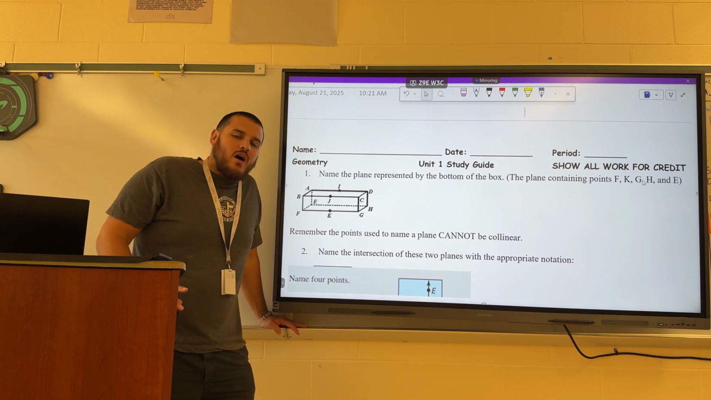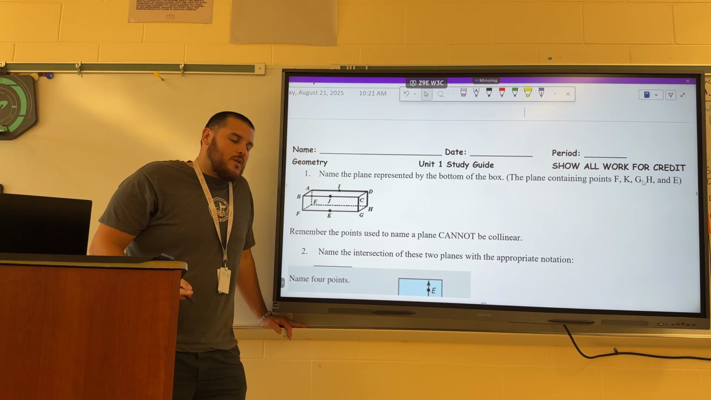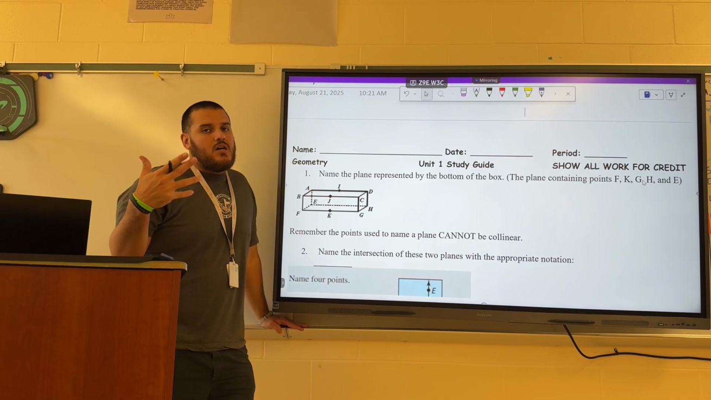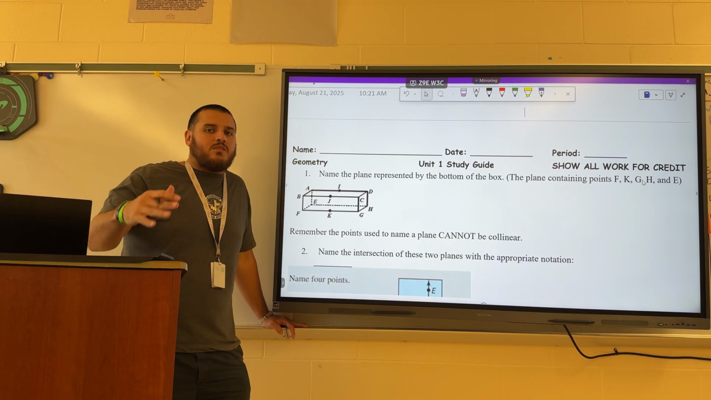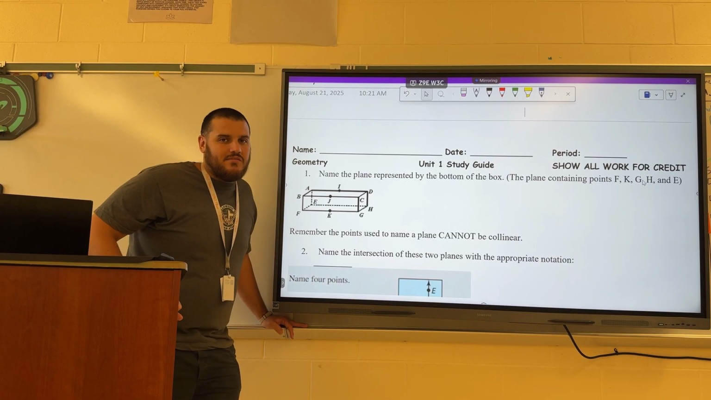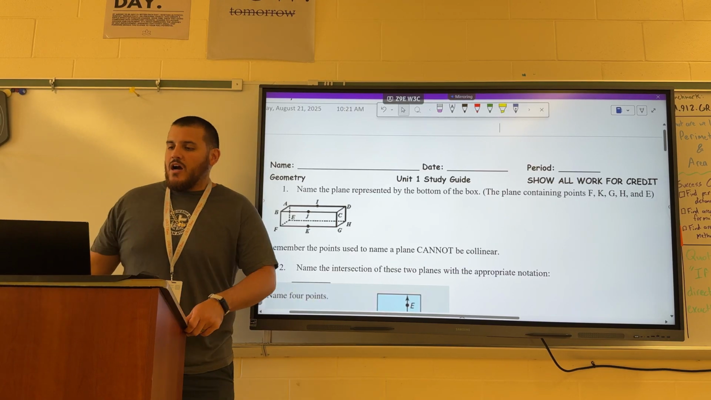Today I'm going to be walking through the Unit 1A study guide with you. I'm going to be going over every single question, giving you all the logic, all the formulas, all the processes that are required to solve these problems and be as prepared as you possibly can be for our Unit 1A summative. Question 1 asks us to name the plane represented by the bottom of the box.